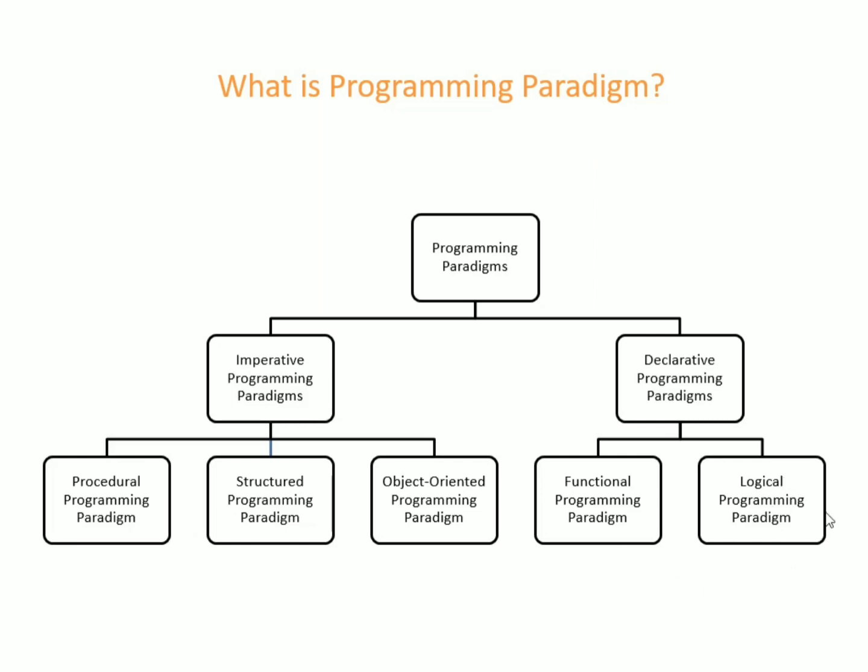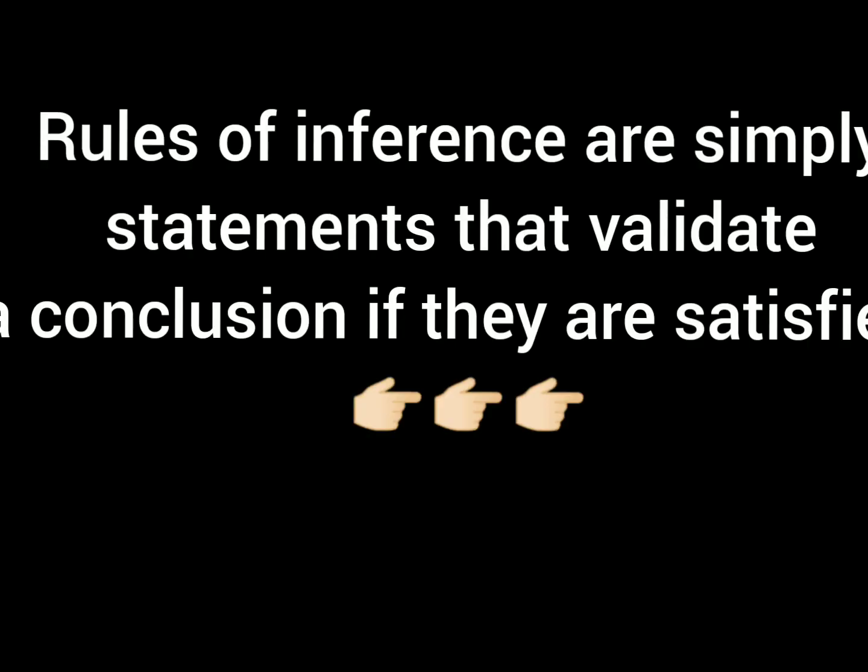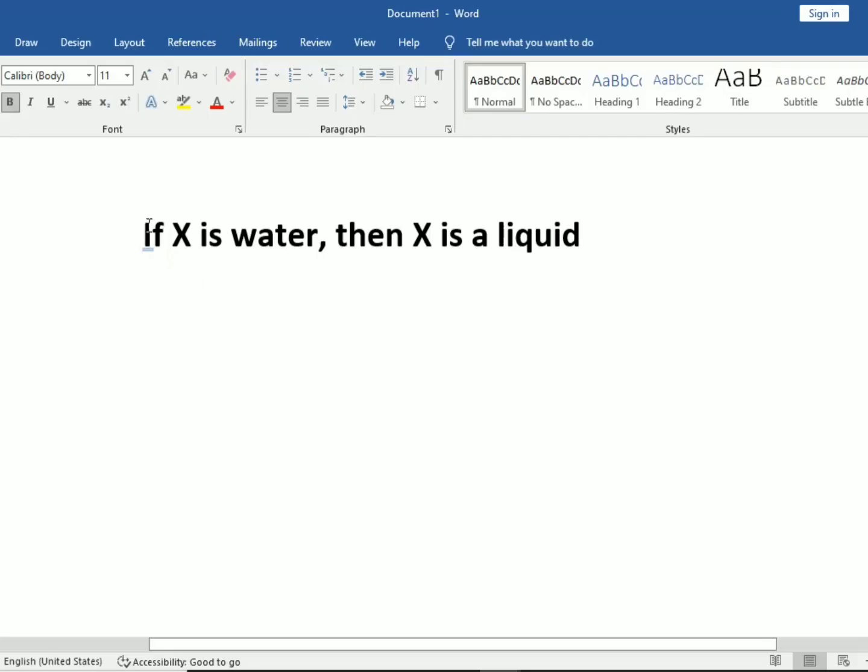And finally, the logical programming paradigm consists of predicates and rules of inference. What are predicates? What are rules of inference? Well, predicates are statements of facts in the world we live in, like saying water is a liquid. This is what every sensible person knows, and therefore it is a fact. A rule of inference is like saying, if X is water, then X is a liquid. So the conclusion that X is a liquid entirely depends on whether or not X is water.